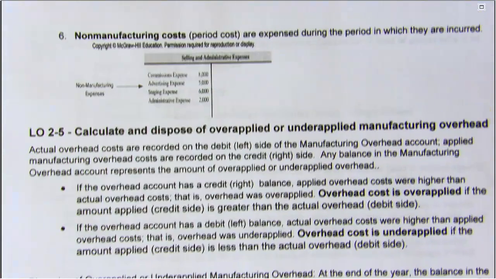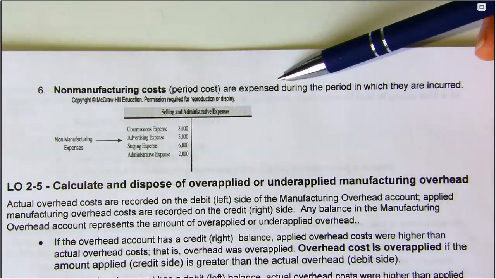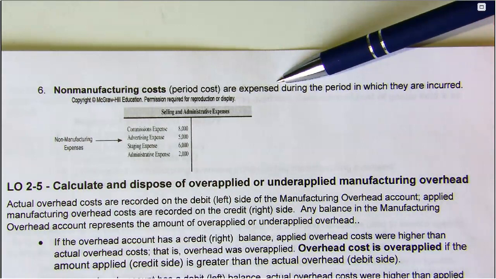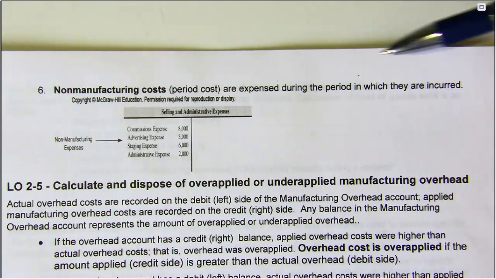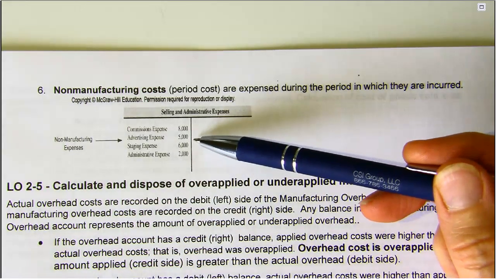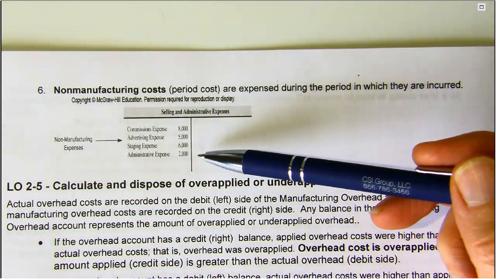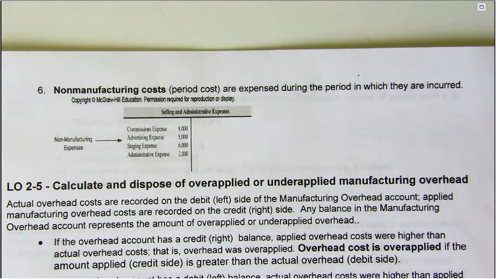Okay, now what about period costs? Well, period costs are immediately expensed as incurred, in the period in which they're incurred. And that's what you're most familiar with from Accounting 116. For example, debiting advertising expense and crediting cash, debiting commissions expense and crediting a payable account or cash. Those are for period costs.